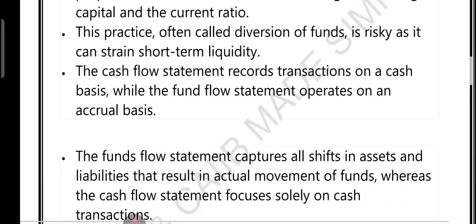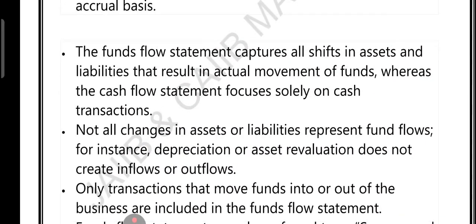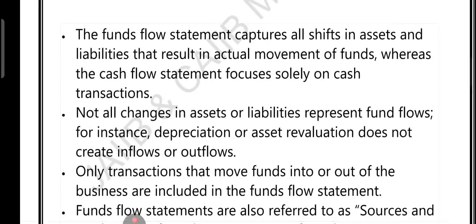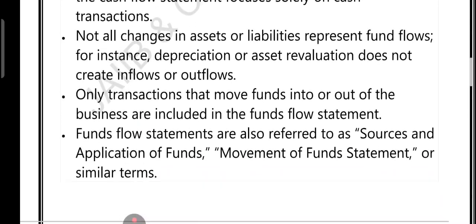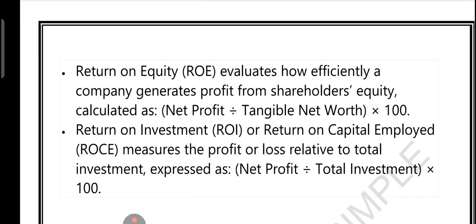Remember this thing, right? Now friends, some terms you must know: the fund flow statement is also called source and application of fund, or movement of fund statement, where fund comes from and where the fund went. Then we have the next point, that is called ROE, return on equity. To compute the return on equity, we write the net profit and we compare the net profit with respect to the TNW. What is TNW? Tangible net worth, and we multiply it by 100.